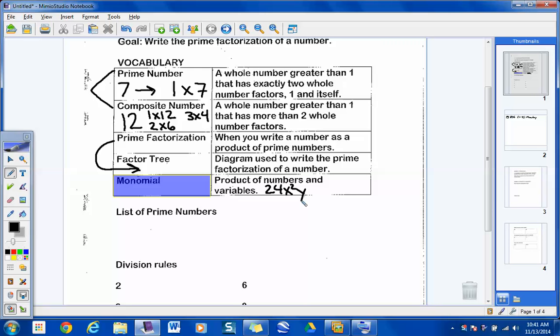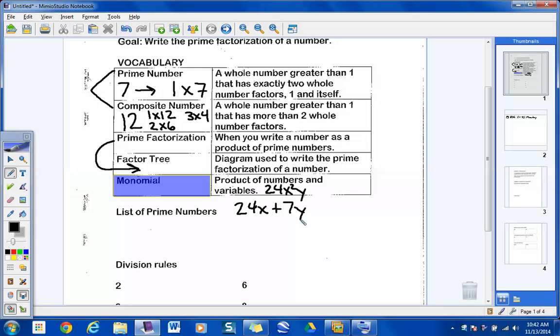So let me give you an example of what a monomial is not. What if I went 24x plus 7y? Why is that not a monomial? Well, it says product of numbers and variables. Is addition some kind of multiplication at all? No. The reason this is not a monomial is because it's got addition in it.